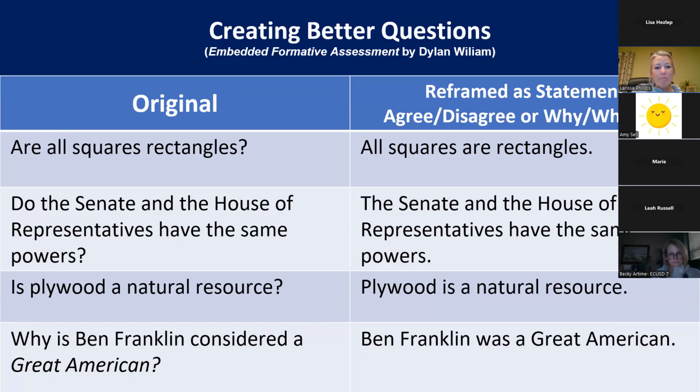Finally, creating better questions reframed as statements: agree, disagree, or why and why not. So reframing these questions transforms passive comprehension checks into active reasoning opportunities. Instead of simply recalling information, students must take a position, they have to justify it with evidence, and then evaluate the accuracy or logic of a claim that they're making.